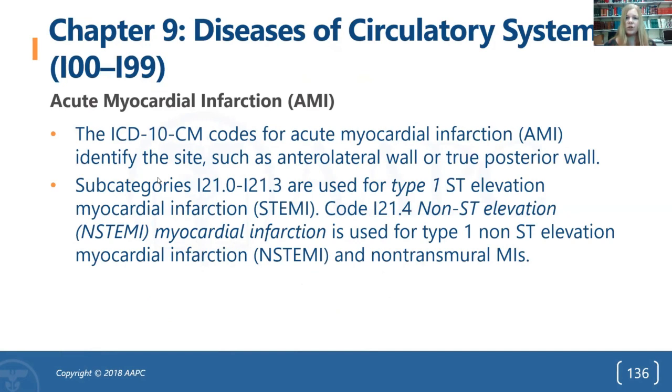The subcategories I21.0 through I21.3 are used for ST elevation myocardial infarctions, or STEMIs. Subcategories I21.0 through I21.2 are site-specific, and subcategory I21.3 is coded when the documentation does not identify the site of the infarction. Code I21.4 is for a NSTEMI and non-transmural myocardial infarctions. There is no classification for acute or chronic terminology. Instead, it's just classified as initial or subsequent.